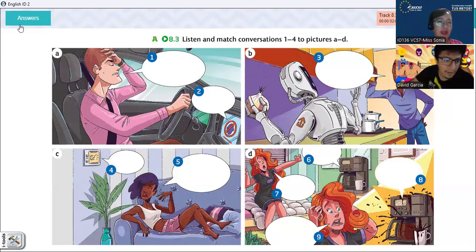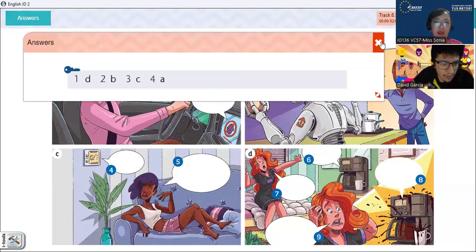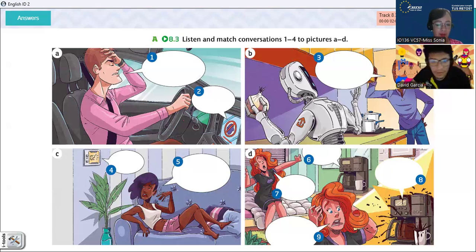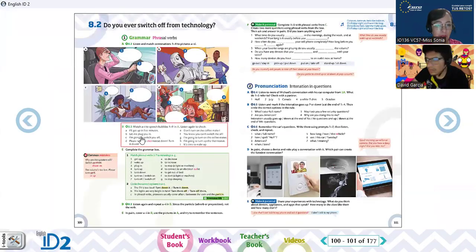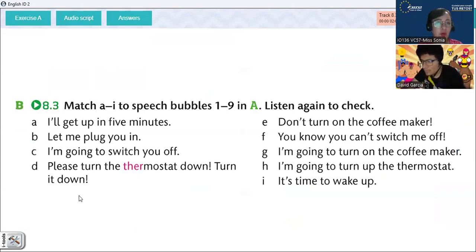Okay, so let's check. And finally. Oh, sorry. Yes. You know, I'm going to control most of it. I don't know if it's correct, but I'm going to switch you off. So let's check the case. Talking about the speech bubbles. Okay, here we have. Yo te la puse más difícil, ¿no? Because I didn't show you this first. We didn't see this first.